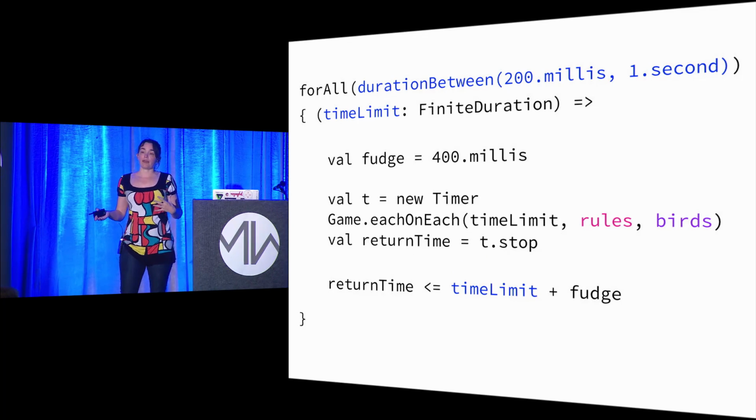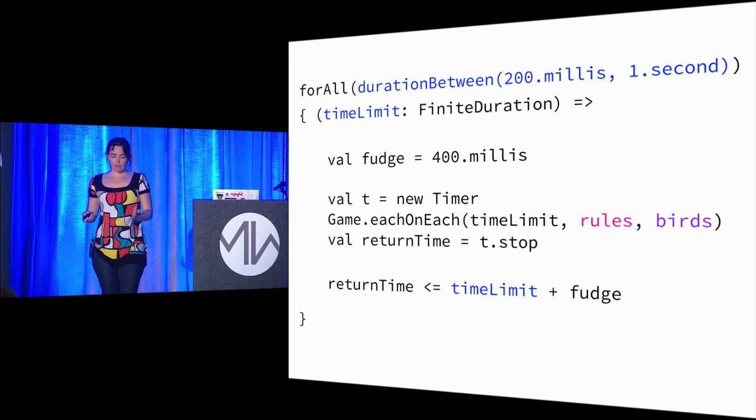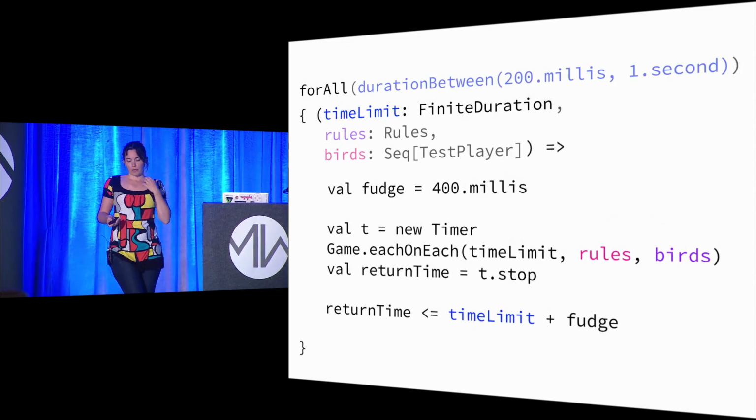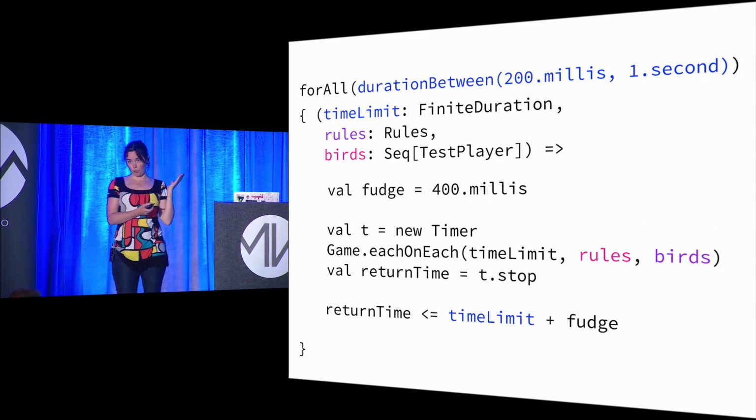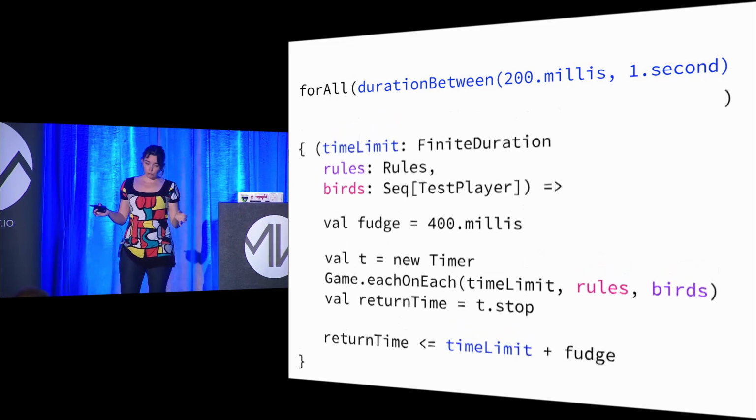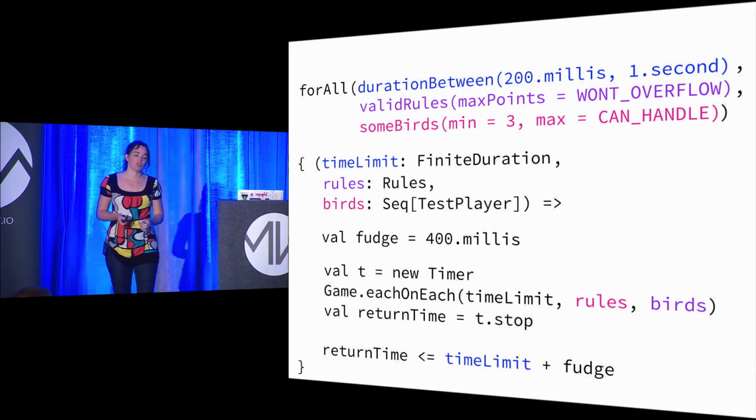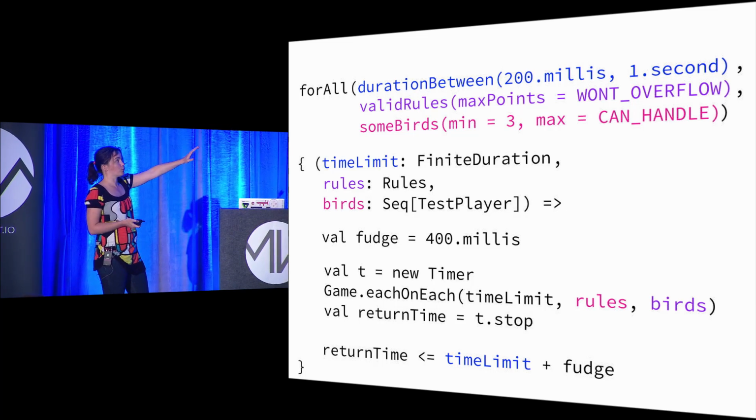In order to play the game, we'll need the rules and some birds. So we can generate some rules and birds, but not just any rules and birds. We need to be specific about our input conditions. We want valid rules.